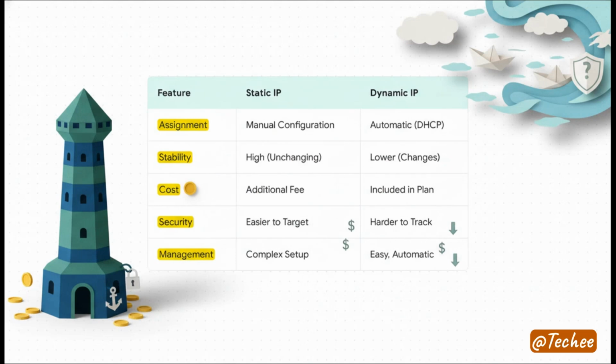With a static IP, you're paying for that incredible stability, but yeah, it often costs a little extra and you have to do some manual setup. Security-wise, because it's always in the same place, it can be an easier target, so you gotta be more careful. Dynamic, on the other hand, it's simple, it's usually included in your plan, and that changing address actually gives you a bit of a privacy boost by making you a moving target.